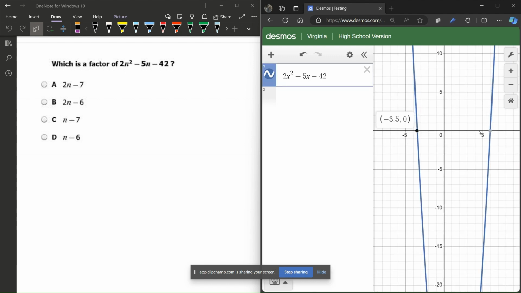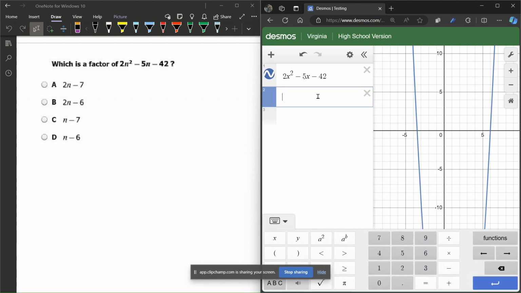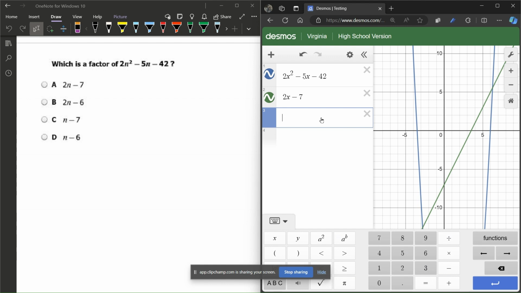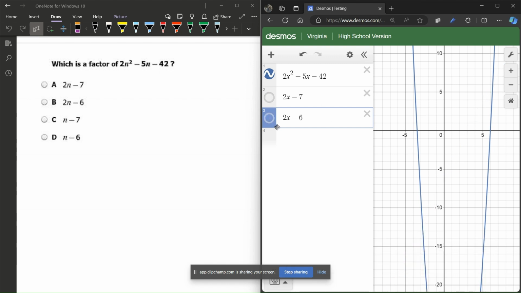And for something to be a factor, it has to qualify by being a line that crosses at the exact same x-axis. Okay, so 2x minus 7. It didn't fly because it did not cross either at 6 or -3.5. So I'm going to type in 2x minus 6. Well, that didn't fly either, so I'm going to uncheck those.